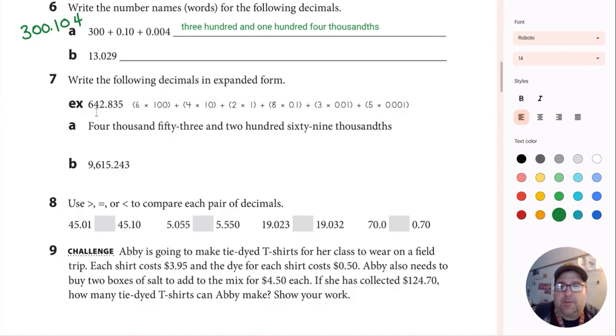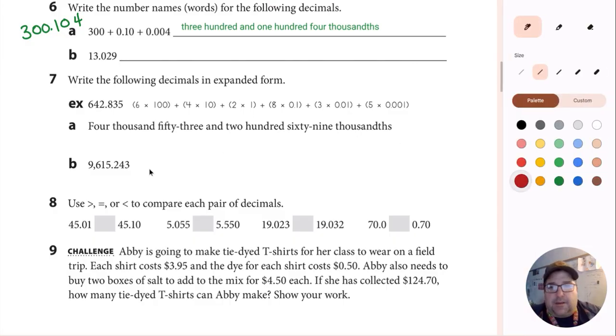And again, our example here is they give us this number. So 642 and 835 thousandths. So what's that 6? Well, that's 600. And we'll just kind of use the drawing tool. Yep. So again, that 6 represents 6 times 100, right? Or 600. You know, this 4, that's in the tens spot, so 4 times 10. And that 2 is just in the ones spot, so 2 times 1.